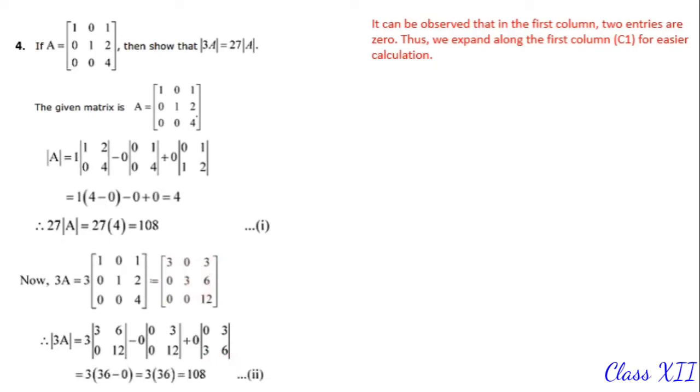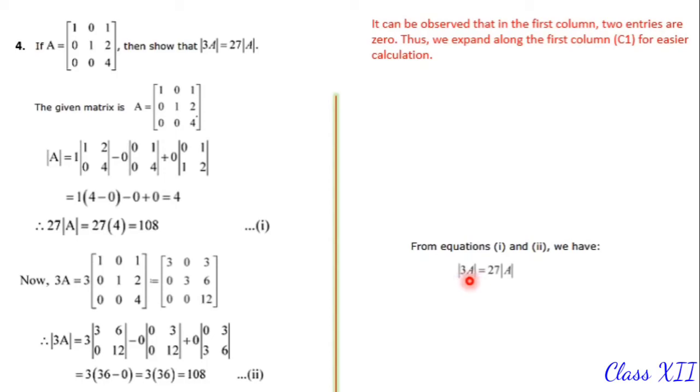When you expand it, that is 3 into 12, that is 36. 0 into 6, that is 0. When you multiply with 0, these two terms will change to zeros. So finally 3 into 36, we will get the answer as 108. When you look at equation number 1 and 2, we can come to the conclusion that LHS and RHS are equal, that is determinant 3A is equal to 27 into determinant A, hence the proof.